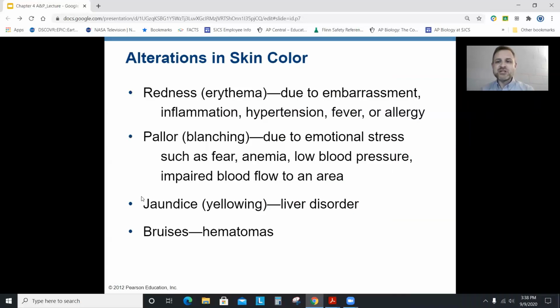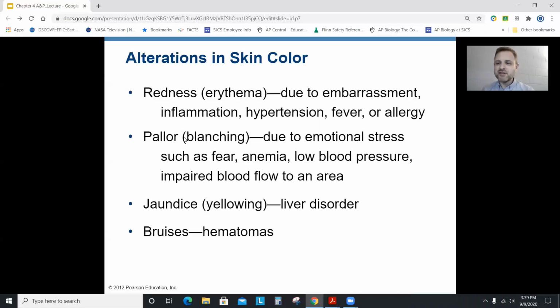Okay, changes in skin color. Erythema is when your skin looks red: fever, allergy, blushing because you're embarrassed. Pallor or blanching is when you get pale. If you lose your color, maybe you're scared. Anemia is having low iron content in your blood, low hemoglobin, low blood pressure.